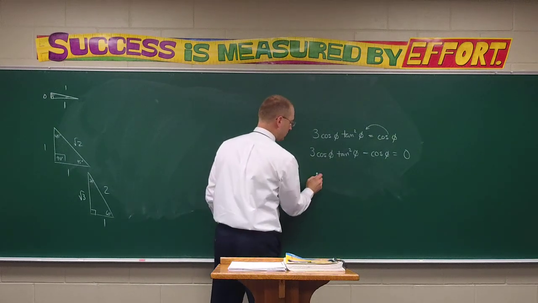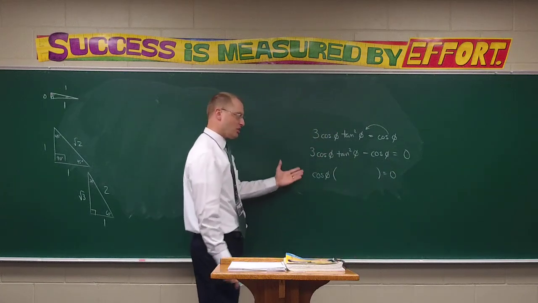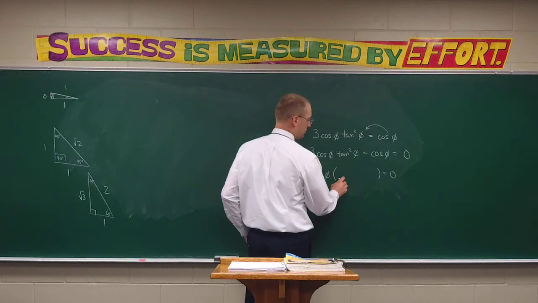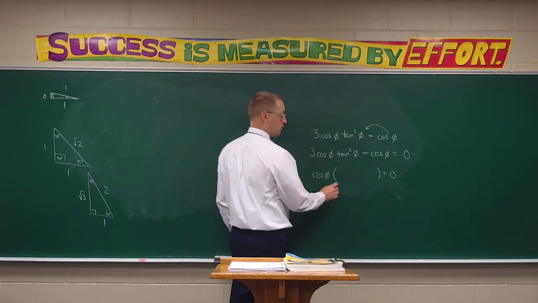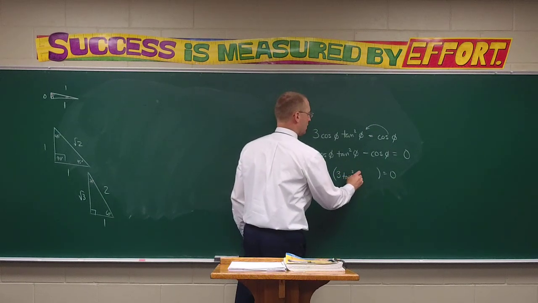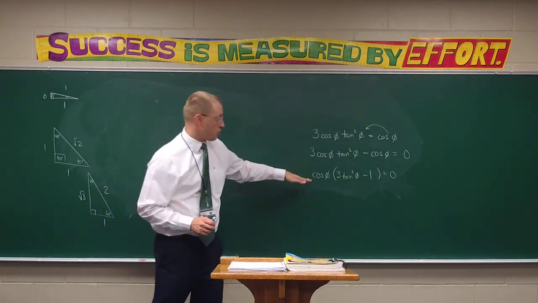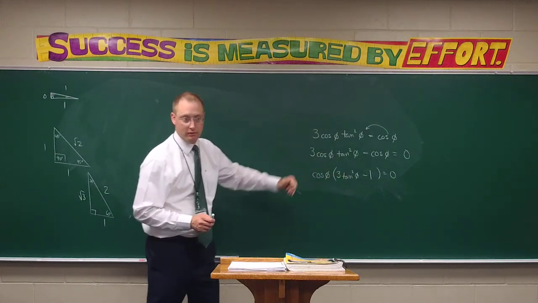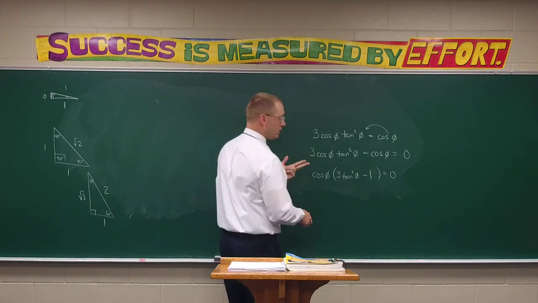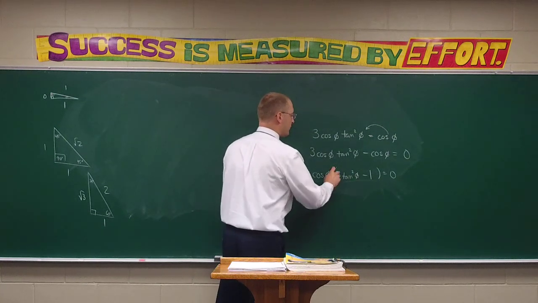Then factor: pull out a cosine, pulling out that common factor. Again, that's just algebra. No trig in this yet at all. So we have cosine phi times 3 tangent squared phi minus 1 equals 0. And then I've got 2 different factors: cosine and 3 tangent squared minus 1. What do I do now? I've set it equal to 0 and factored. Set each factor equal to 0.